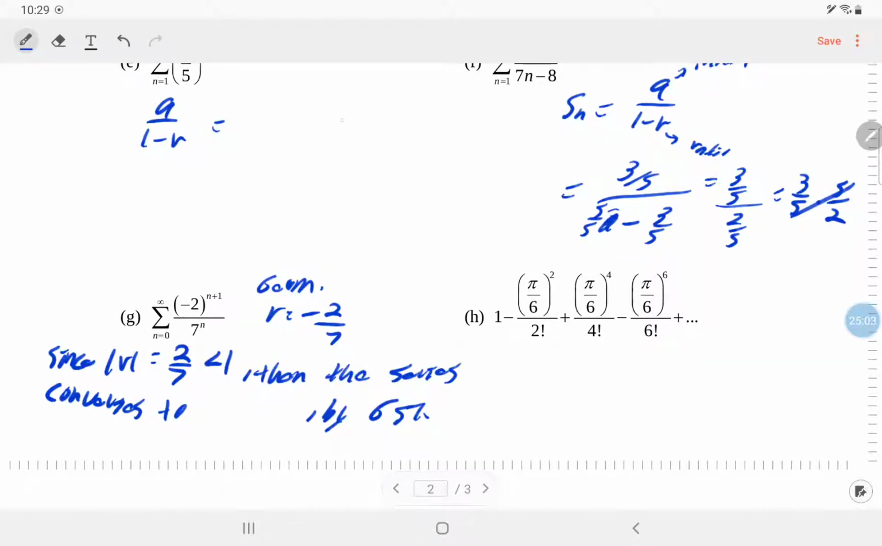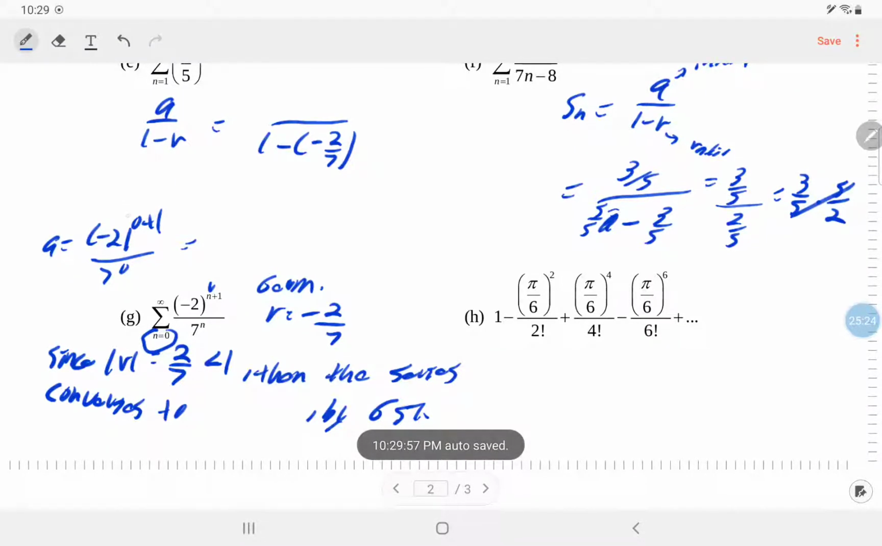My r is going to be negative 2/7. My a, my initial term, I'm going to plug 0 in for n in each case. So my a will be negative 2 to the 0 plus 1 over 7 to the 0. 0 plus 1 is 1. Negative 2 to the 1 is negative 2. 7 to the 0 is 1. My initial term is negative 2.